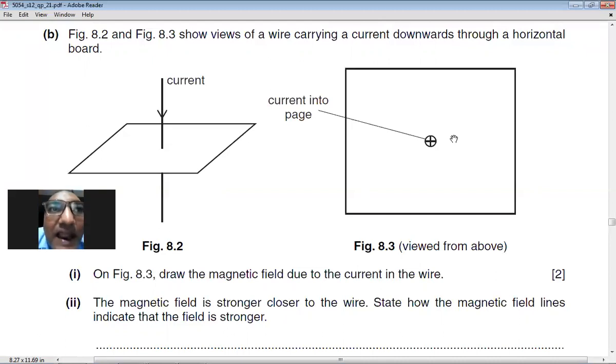And when I applied the right hand rule for the straight conductor on this conductor in figure 8.3, I came to know that the direction of the magnetic field lines should be clockwise. So I will draw here concentric circles, and I will put arrows on them to show the direction of the magnetic field, and those arrows should be showing clockwise magnetic field lines. I have done this on a paper. Let me show you.